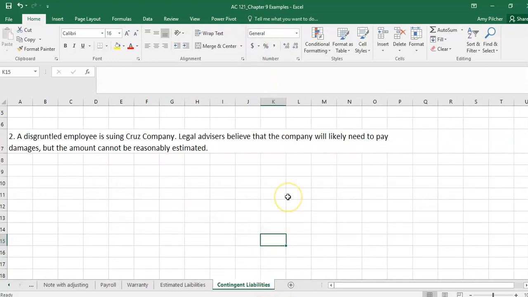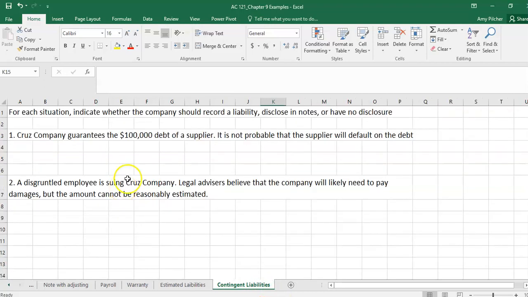In our last example, we talk about contingent liabilities. So contingent liabilities, we either need to record a liability, disclose in the notes to our financial statements, or do nothing. So if we have a contingent liability where either we're being sued and we have a probable belief that it's going to happen, we're pretty sure it's going to happen, and we can reasonably estimate the amount, then we have to record a liability. If we have an amount, but we're not sure it's going to happen, we disclose it in the notes.